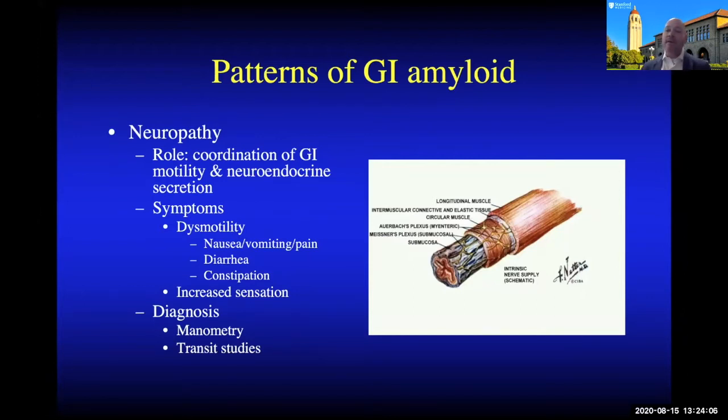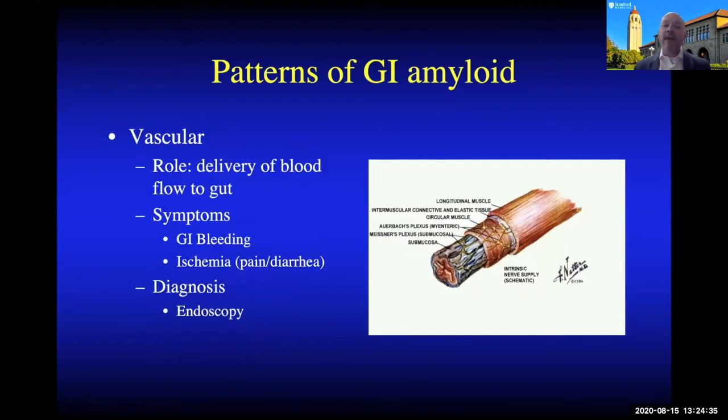And then we often can see increased sensation in that context as well. This is also an area where, because the nerves are generally deeper than we get to with biopsies during endoscopy, we can't necessarily make the diagnosis with endoscopy with biopsies, but we can help confirm a diagnosis with tests looking at the pressure patterns and coordination with the manometry, and then also movement with transit.